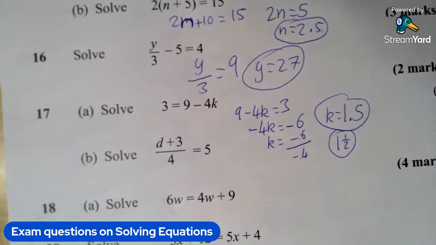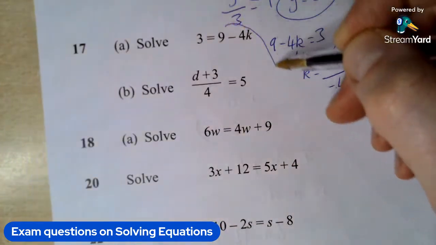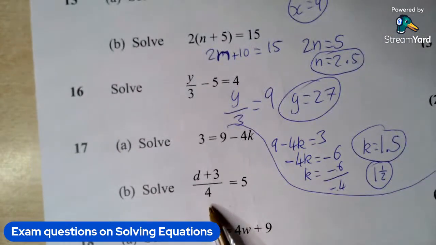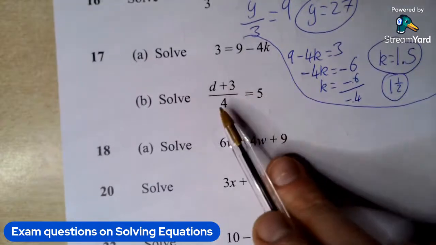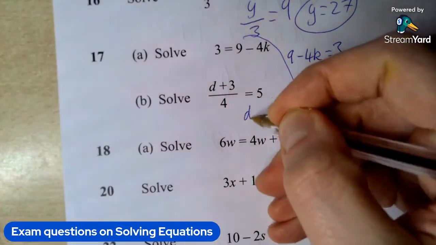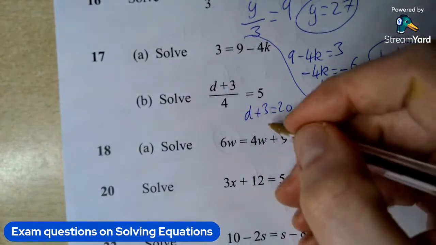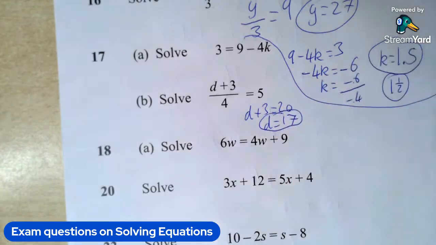Okay, so let's move on a bit more. So on this one, I'm just going to separate it a little bit so it's not in the way. This one is similar to up here. So you're going to 5 multiplied by 4. So that'll be d plus 3 equals 20. And then you're going to subtract 3. So d equals 17. Nice and easy on that one.